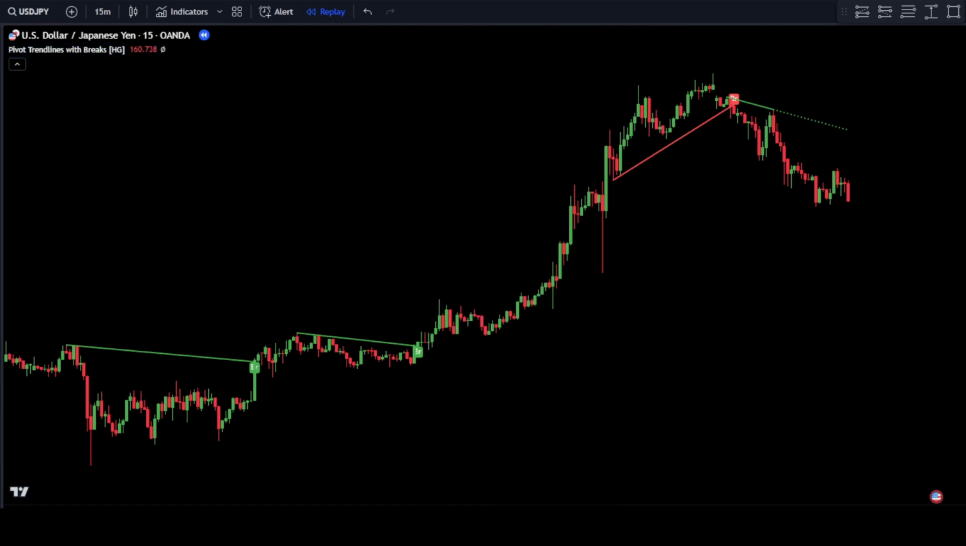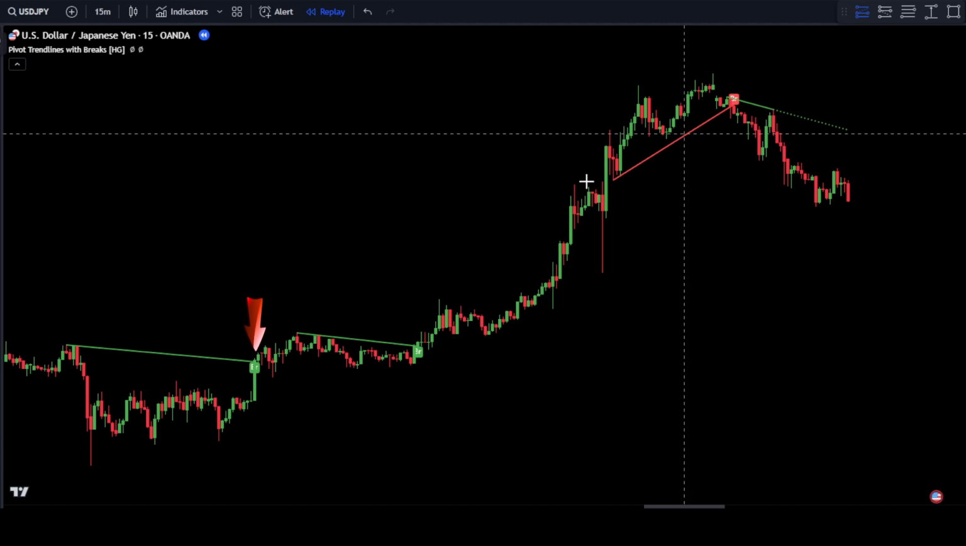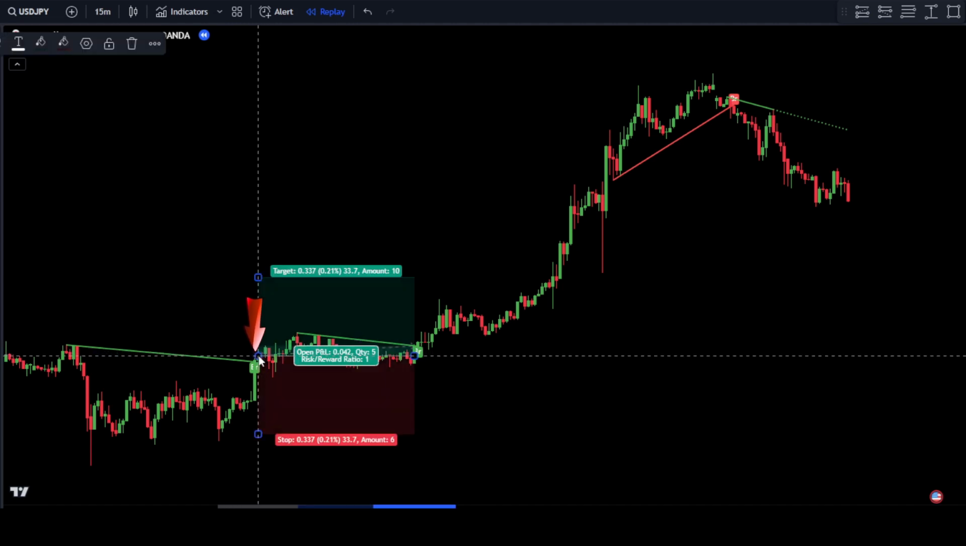As you can see, the Pivot Trendlines with Breaks indicator will automatically create trendlines following the movement of the candlestick. The way it works is similar to how support and resistance work. If the green line is broken by the price, the indicator will automatically give a green breakout signal. In this situation, your focus is to place a buy order.